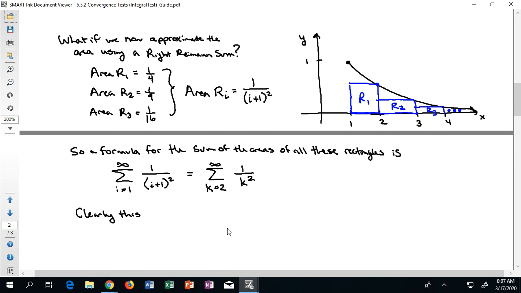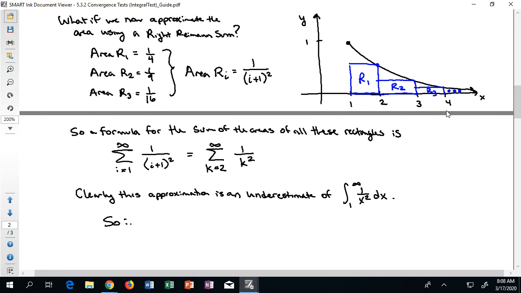Clearly, this approximation is an underestimate of the integral from 1 to infinity of 1 over x squared, right? That is, the total area underneath that curve in black is definitely being underestimated by the blue rectangles.